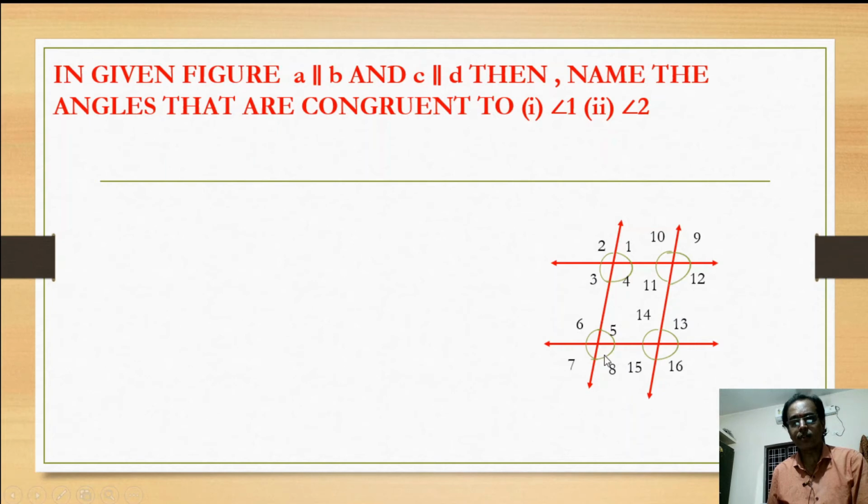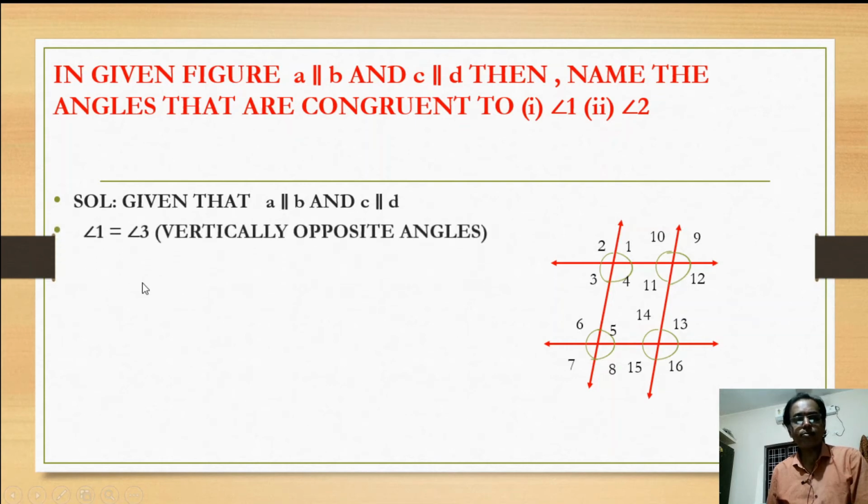Okay, here 4 angles and in this position again 4, like this we get 16 angles. So what we write here: name the angles that are congruent to angle 1 and angle 2. That is, we have to write the congruent angles, that is, equal values to that of angle 1 and also angle 2. Given that A is parallel to B and C is parallel to D, let us say this one is A and this one is B and this one is C and this one is D.